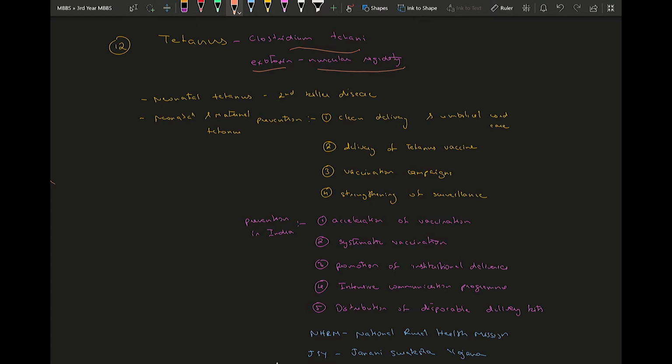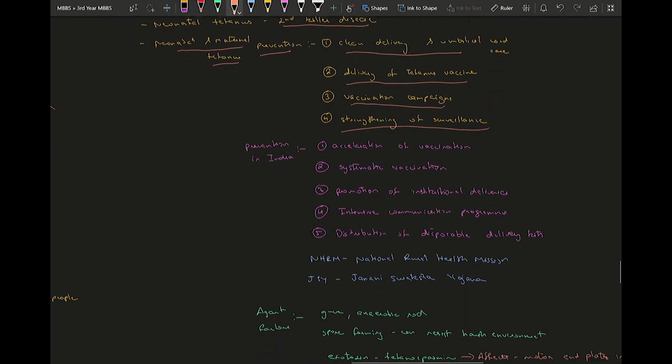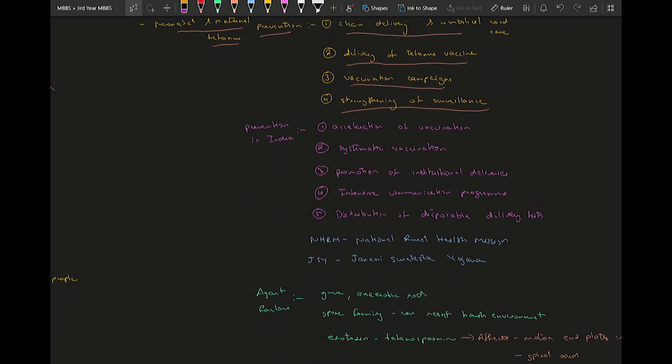Neonatal tetanus is a deadly disease, the second killing disease in children or neonates. Neonatal and maternal tetanus prevention has four important points: clean delivery and umbilical cord care, delivery of tetanus vaccine to the mother in the antenatal period, and then vaccination campaigns, and strengthening of surveillance of tetanus presence in the society.